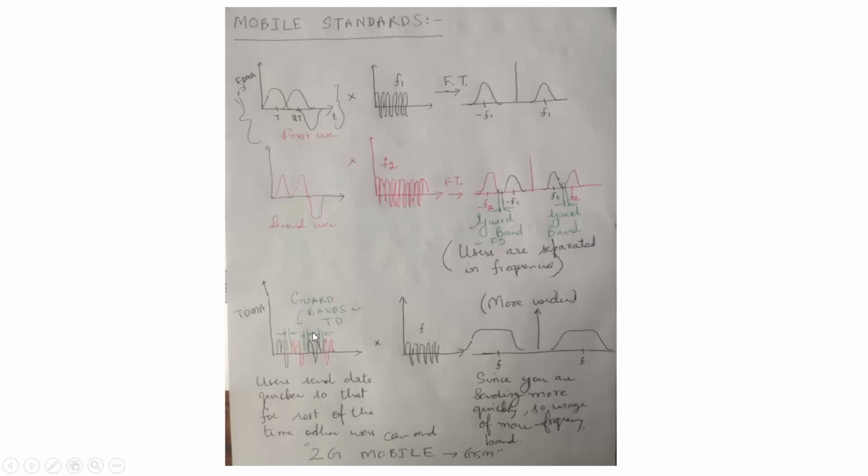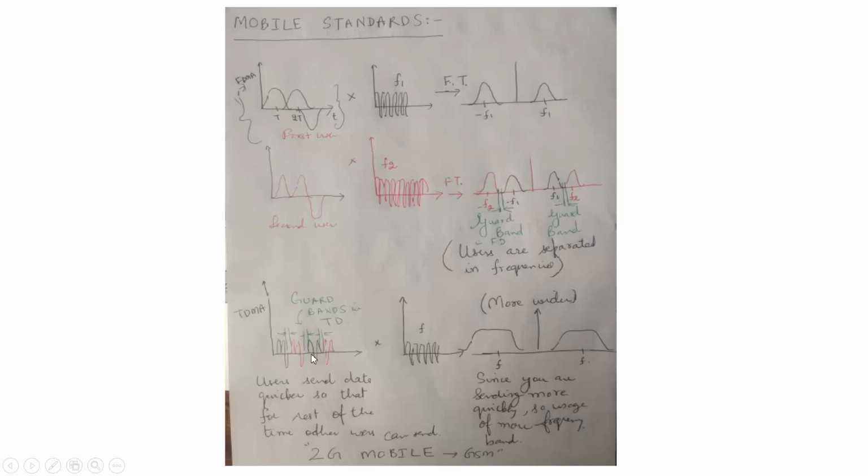So time division multiple access requires a guard band in the time domain, whereas frequency division multiple access requires a guard band in the frequency domain. In TDMA, these pulses are multiplied by the same carrier, whereas in FDMA they were multiplied by different carriers, right? And every user was sending at all times. But in time division multiplexing, we are multiplying with the same carrier, but every user is using a different time slot.